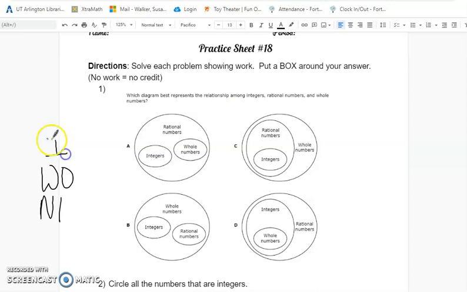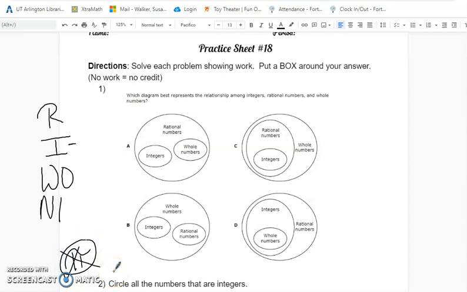Then we did integers, which is where our negatives start, but no fractions and no decimals, and then our largest one is rational, okay? Every number we know is rational, except for pi. That one is irrational, and we'll learn about that in 8th grade.